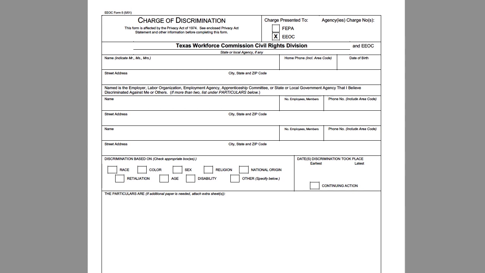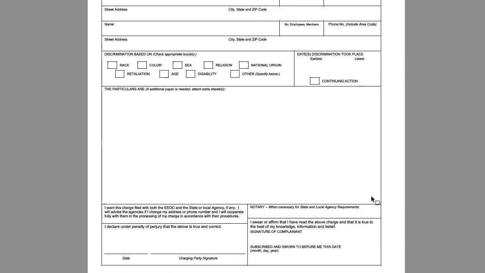You'll see that it's asking for some very basic information about you, contact information, and also some basic information about the employer about which you're filing the charge. Then it also has some check boxes that indicate what type of charge you're filing, what type of discrimination or retaliation that you are reporting. Also, the dates that the termination took place, which are very important to get accurate. And then a relatively short section there for what they call the particulars.